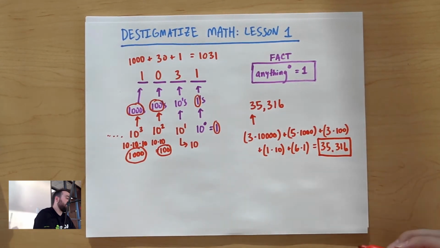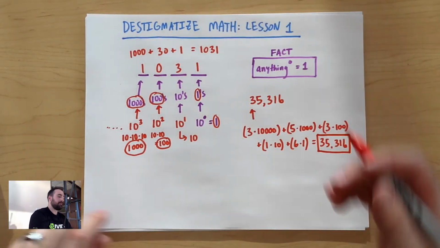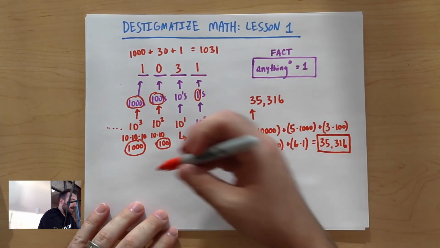So now I want to look at a different number system. You may have seen these numbers before, and that's called binary numbers. So binary numbers.